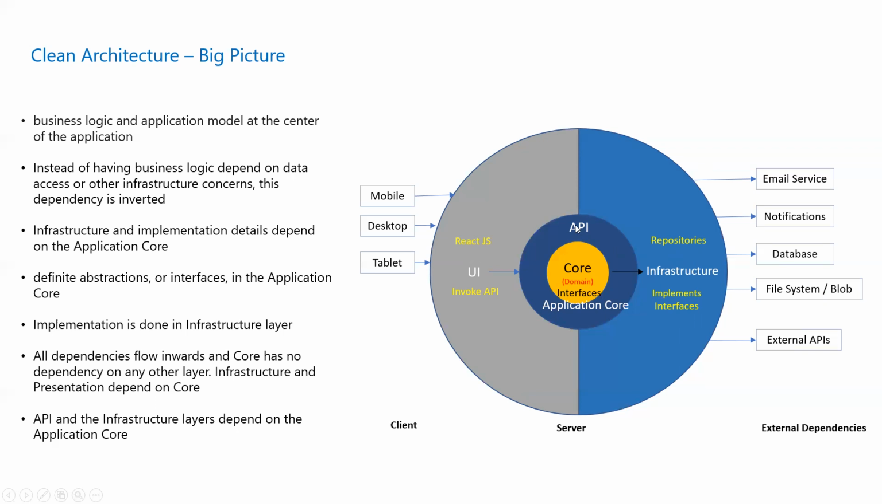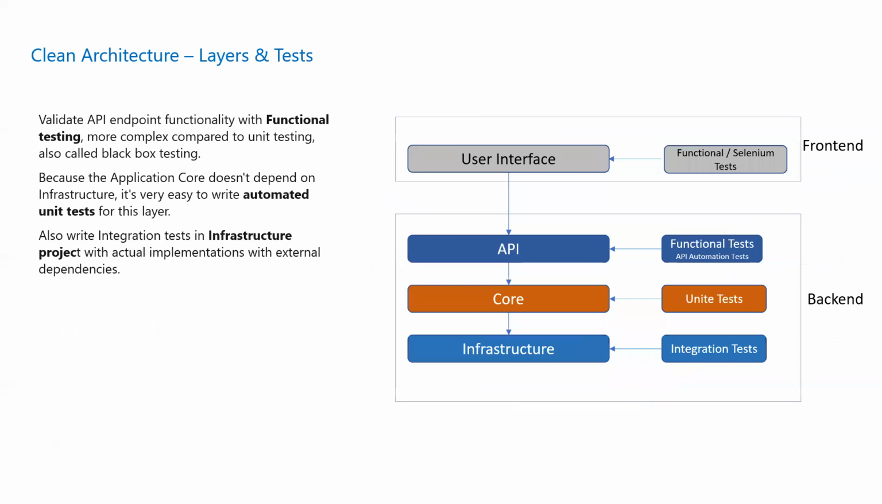In the sense, your API can have a dependency on the core. Infrastructure can have the dependency on the core. That's the inwards flow, with API and infrastructure depending on the application core itself. So this is the big picture of what the clean architecture should look like.